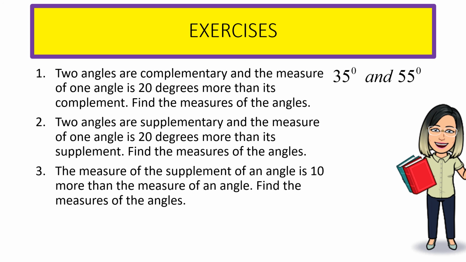We are in the second problem. 2 angles are supplementary and one is 20 degrees more than the other. Find the measure of the angles. So we have the answer. So we have 80 and 100. 80 plus 100 is 180. And one angle is 20 degrees more than the other. 80 plus 20 is 100 degrees.